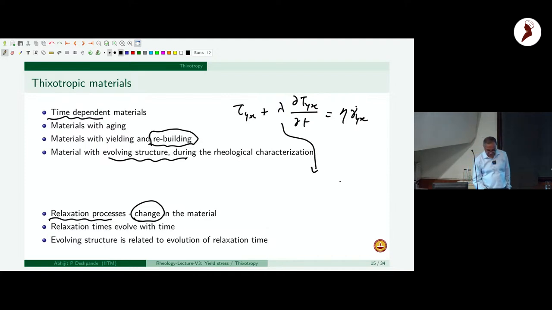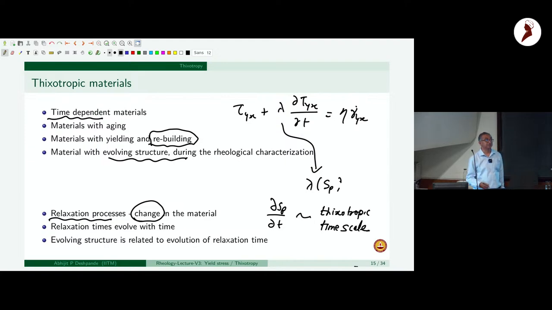But if we say that this lambda is a function of some structural parameter in the system, given that there is rebuilding happening, given that there is breakage happening, now the relaxation time in the system keeps on changing as a function of this structure. And there is another evolution for this structure. So there are not just relaxation time scales, which are viscoelastic time scales. Now you have time scales associated with thixotropy in the system. And now it's the interplay of both of these that will determine the overall rheological signatures in the material. So therefore, evolving structure is related to the evolution of relaxation time.